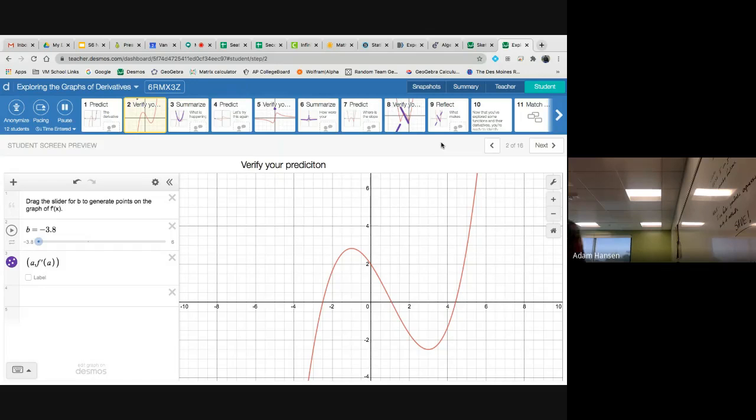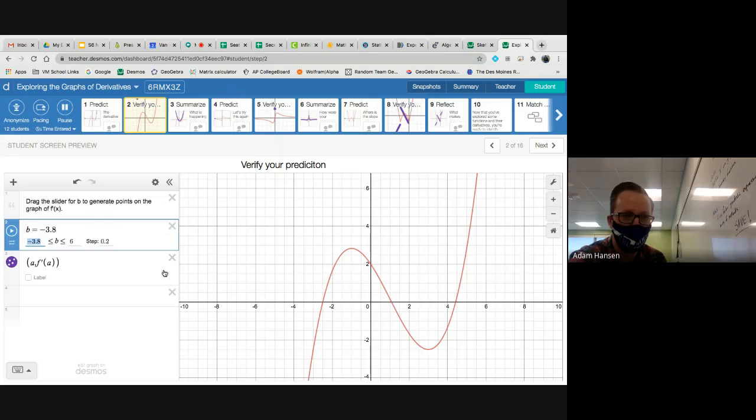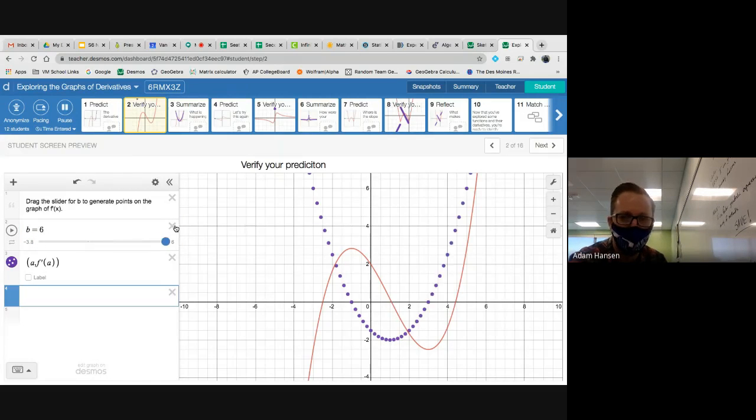What's the sign of the derivative when the graph is increasing? So on the left and the right, what sign would the derivative have? Positive, because the tangent line would be going up. How about when it's decreasing in the middle between those 2 relative maximum points? Negative. So if I move the slider here, it's going to plot the derivative.